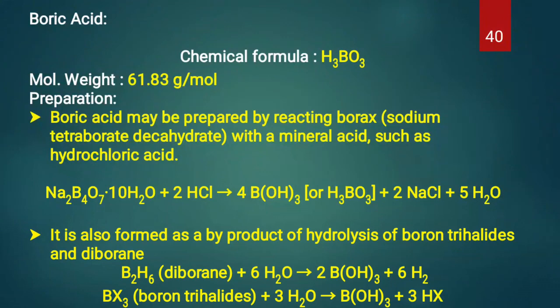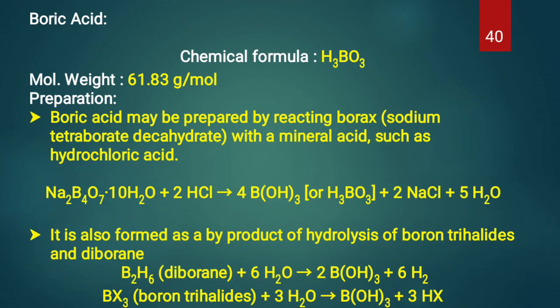Boric acid. Chemical formula H3BO3. Molecular weight 61.83 grams per mole. Preparation. Boric acid may be prepared by reacting borax or sodium tetraborate decahydrate with a mineral acid such as hydrochloric acid. Borax or sodium tetraborate decahydrate reacts with hydrochloric acid to form boric acid as well as sodium chloride.